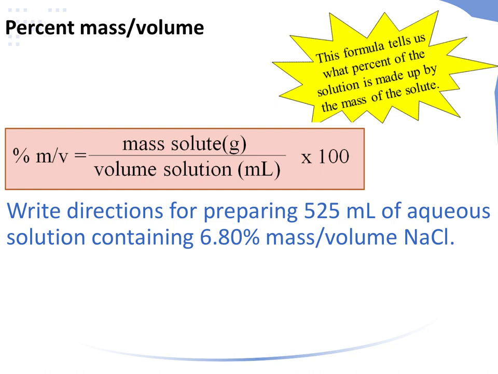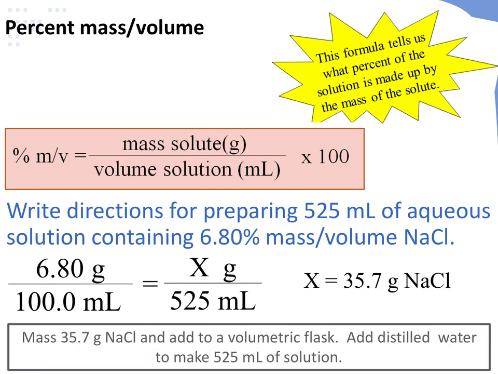Okay, so assuming you did that, if you did your calculation, you could set it up the same way. You would set it up as 6.80 divided by 100 equals x over 525. You find out that you need 35.7 grams of salt. I wouldn't write salt, right? NaCl, sorry. When you write the sentence, you're going to have to describe how to do that.